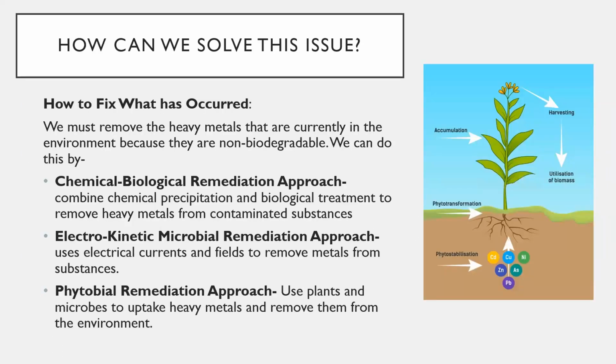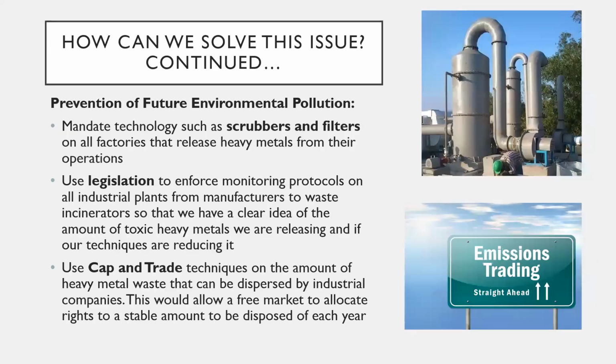How can we solve this issue? We really just have to remove the heavy metals that are currently in the environment because they're non-biodegradable. We can do this through chemical biological remediation, which combines chemical precipitation and biological treatments to remove heavy metals from contaminated substances. We can also use electrokinetic microbial remediation, which uses electrical currents in fields to remove those metals from substances like water and soil. And lastly, we can use phytobial remediation, which uses plants and microbes to take up the heavy metals and remove them from our soils and water.